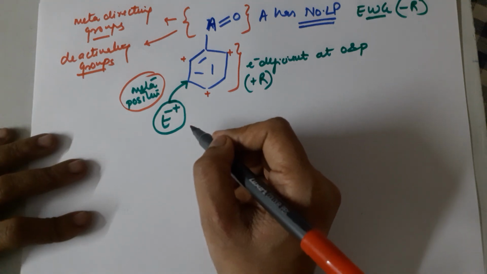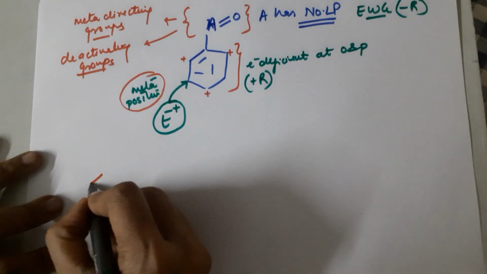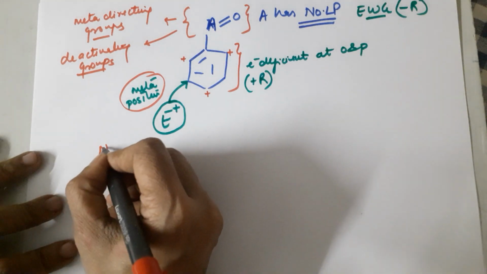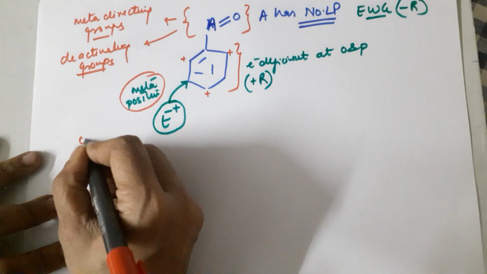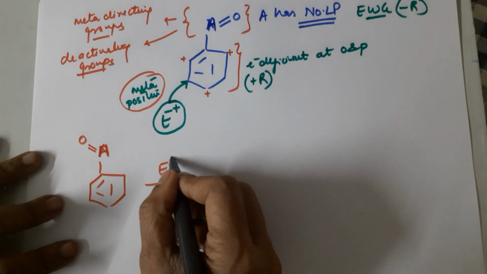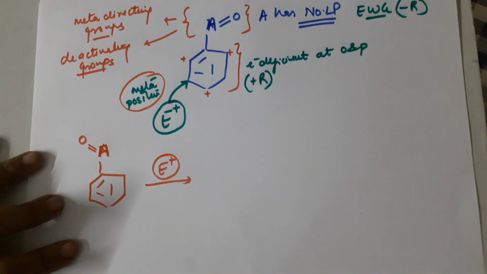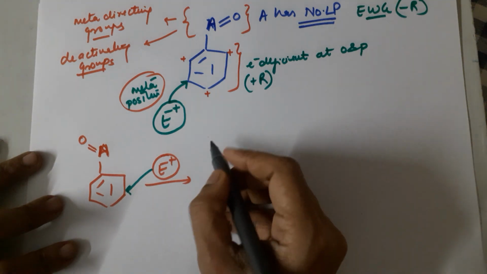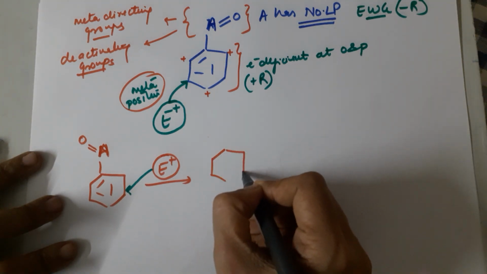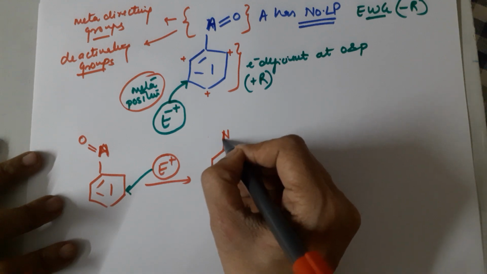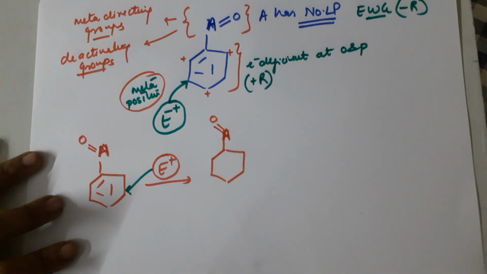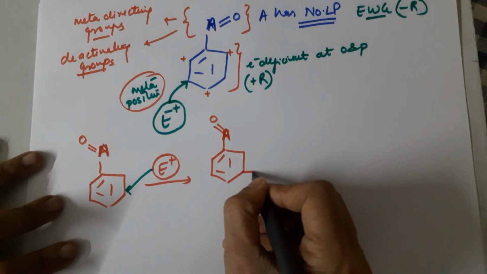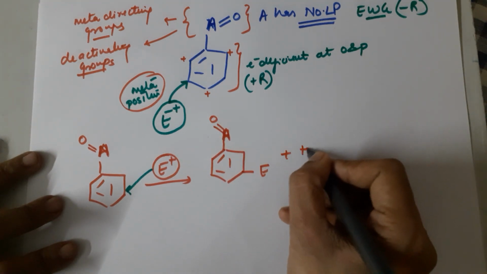Now, whenever you have such a group where you have an acceptor group with a double bond O, and you are to attack an electrophile onto it, then you should understand that the electrophile will approach the meta position because the ortho and the para position already have a positive charge. So this does not change. Your pi bonds also do not change. Here you get your E, and H positive is lost.